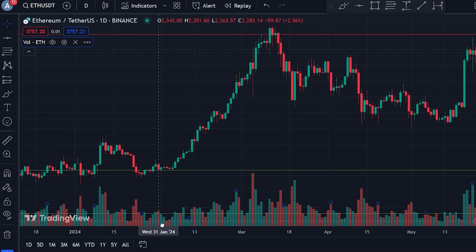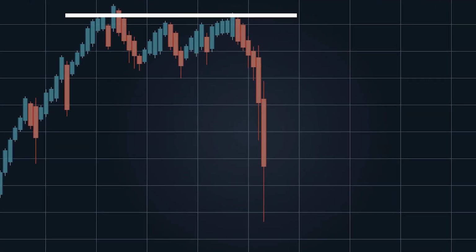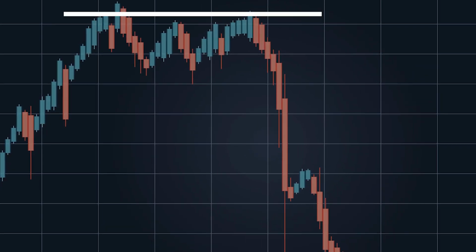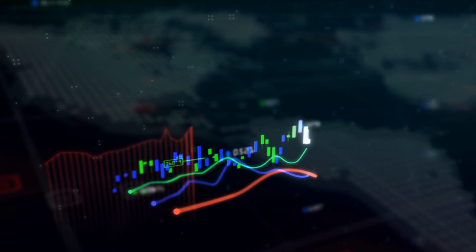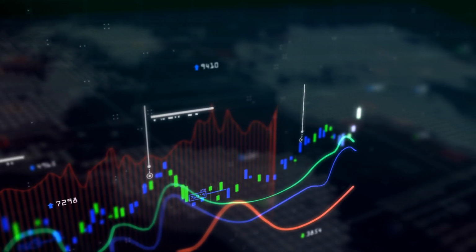Next up, let's talk about support and resistance levels. Support is like a floor for the price, a level where it tends to stop falling and bounce back up. Resistance is like a ceiling, a level where the price tends to stop rising and might fall back down. Identifying these levels helps traders make better entry and exit decisions. Think of them as the bumpers in a bowling alley, keeping your trades on track.